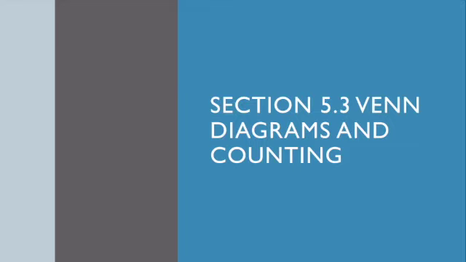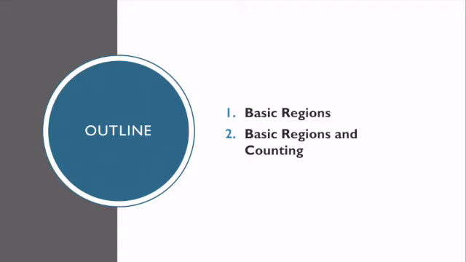Section 5.3 is about Venn diagrams and counting. If you aren't feeling comfortable working with Venn diagrams, please work through some more examples from the text, and feel free to reach out to me or to talk to any of your classmates for guidance, right? I already have said before that one of the best ways to learn is to teach others. So first thing we're talking about is basic regions, and then basic regions and counting.